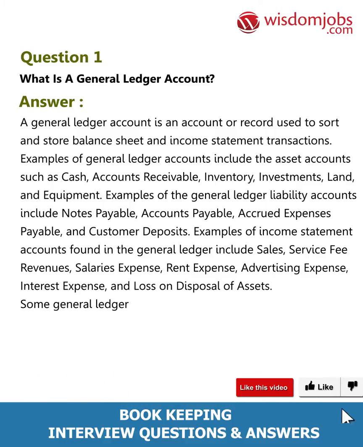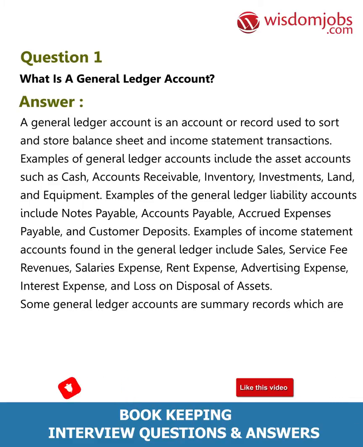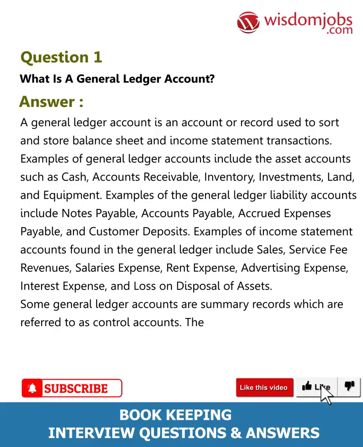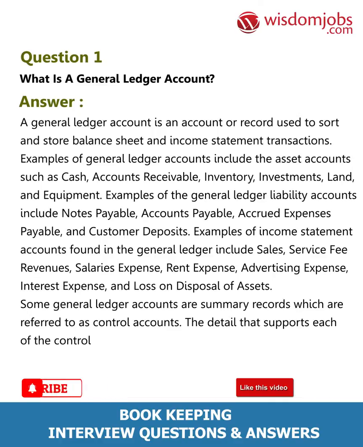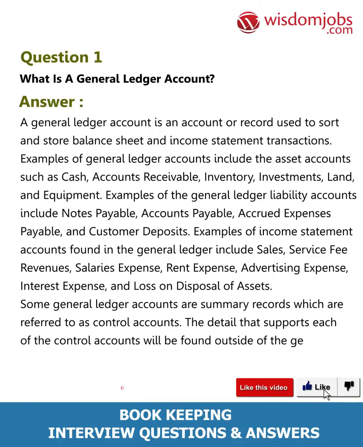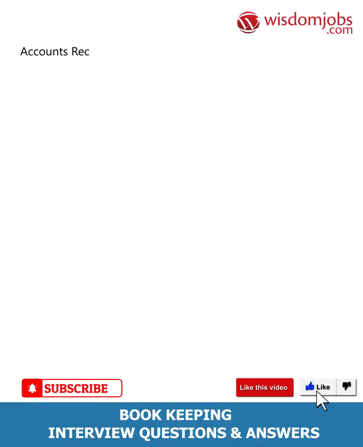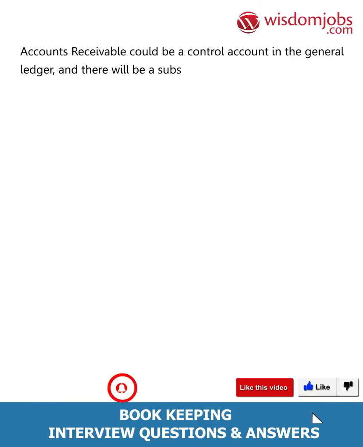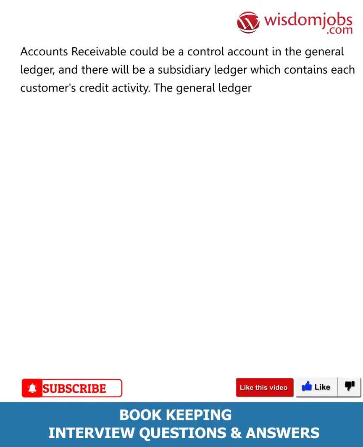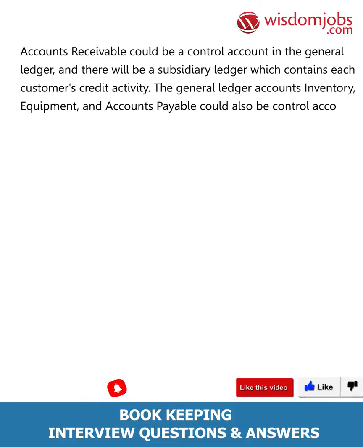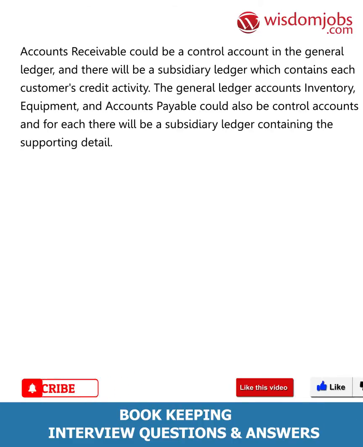Some general ledger accounts are summary records which are referred to as control accounts. The detail that supports each of the control accounts will be found outside of the general ledger in what is known as a subsidiary ledger. For example, accounts receivable could be a control account in the general ledger, and there will be a subsidiary ledger which contains each customer's credit activity. The general ledger accounts inventory, equipment, and accounts payable could also be control accounts, and for each there will be a subsidiary ledger containing the supporting detail.